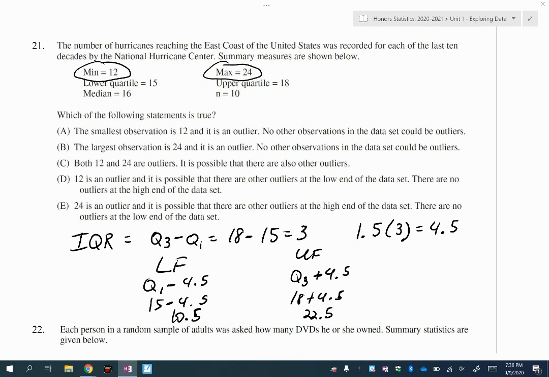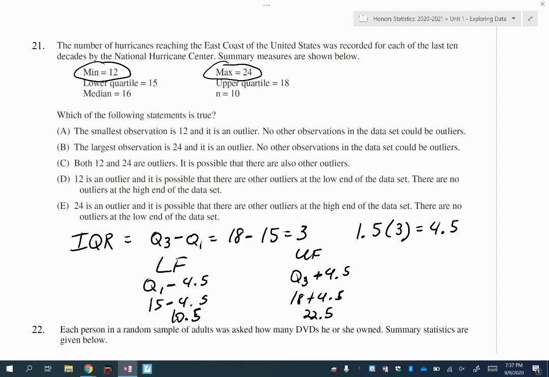Now I'm saying at least because I don't know the other data values, guys. I could have 5 data values that are 23, and those would all be outliers. So I don't want you to say that there's one outlier. Say there's at least one that's above the upper fence.